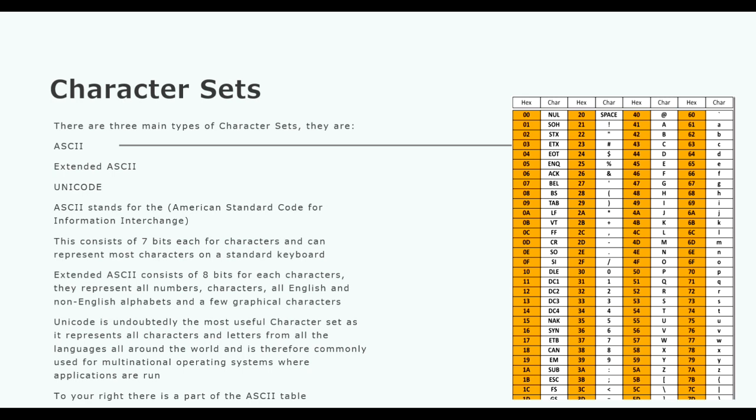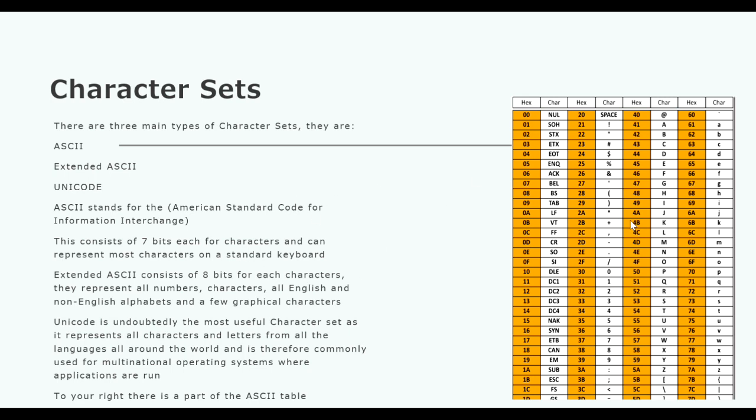Unicode is mostly what big computer firms use. Extended ASCII is for the average person, but average people do have Unicode. Unicode has everything: all of the English letters, all of the non-English letters, all of the graphical characters, all numbers, everything. So that is Unicode.